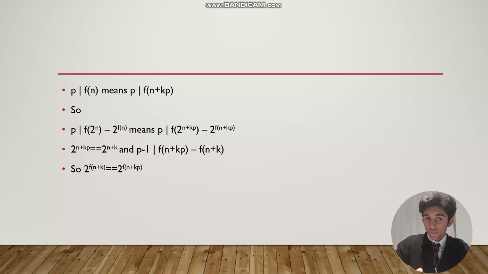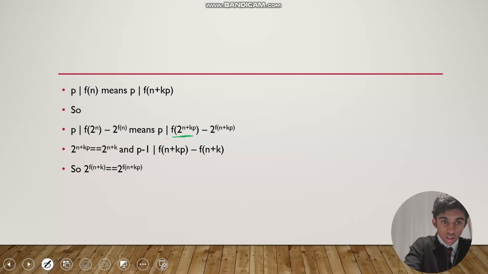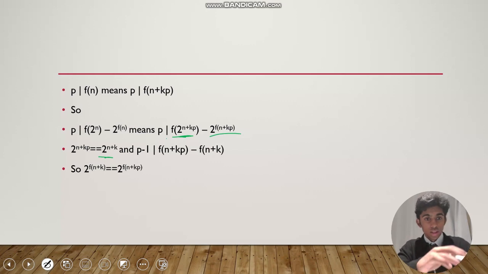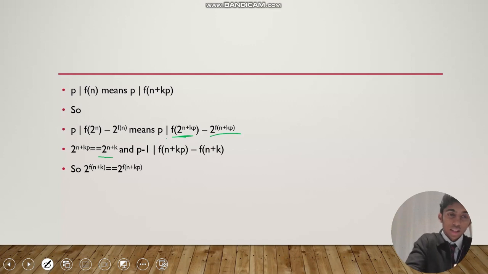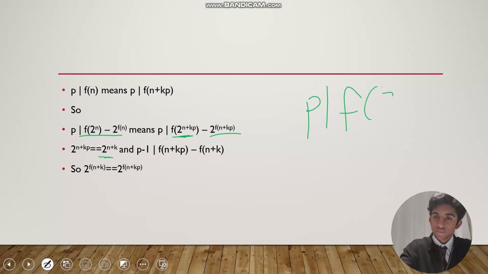Now from here, notice that when we divide by p, the remainder is all that matters. So, replacing this with 2 to the n plus k and replacing this with 2 to the f of n plus k, we get that if we have p dividing f of n, meaning p divides this over here, p actually divides f of 2 to the n plus k minus 2 to the f of n plus k.